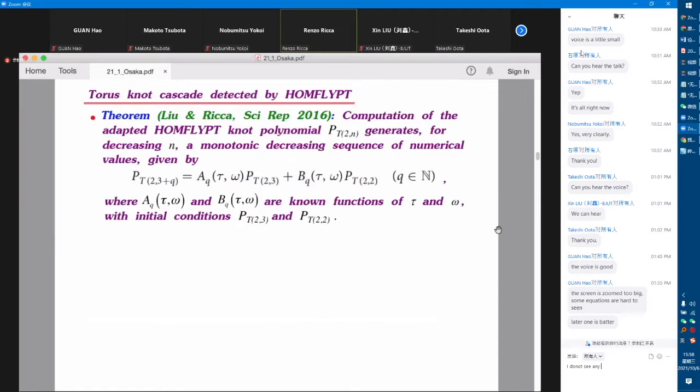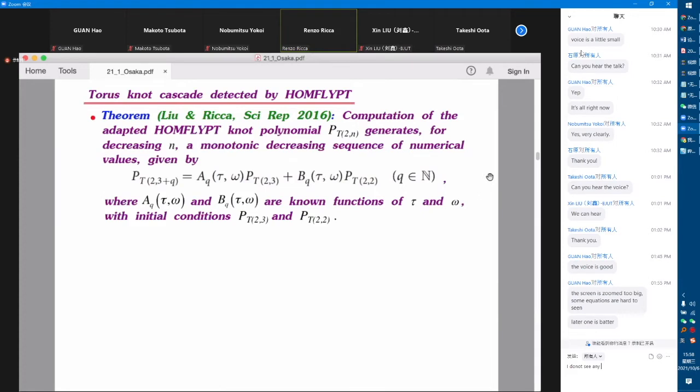Computation of the adapted polynomial generates, for decreasing n, in other words for decreasing complexity, a monotonic decreasing sequence of numerical values given by an expression that is completely clear in terms of A and B, where A and B are known functions of tau and omega, where tau and omega are related to the two variables of the HOMFLY-PT polynomials. We need as input the polynomial form of the trefoil knot and the Hopf link.